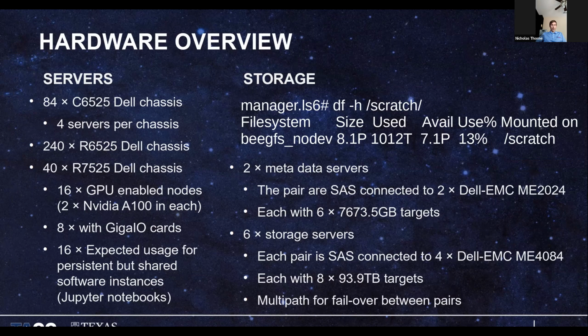PCIe fabric called GigaIO, where we would like to take, with the remainder of these servers, a selection of the nodes and essentially combine their memory footprints together, and also possibly expose more GPUs to them, allowing us to create nodes with dynamically scaled memory, or memory that we can manipulate into large memory nodes. And then the final 16 of them are expected usages for persistent software images. So this is also just work in progress. So that's kind of the compute hardware summary.